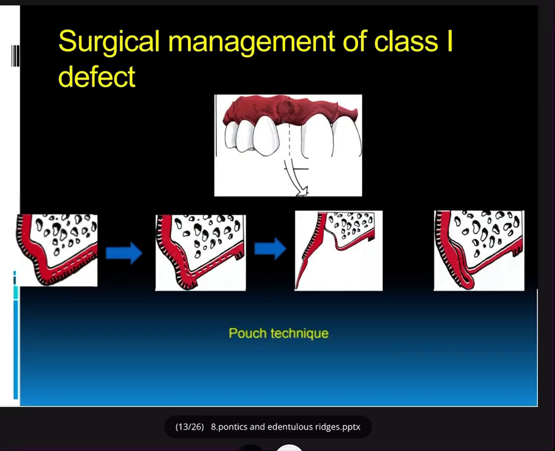Now, normally, in class 1 there is less surgical management, because we will do this class 1 with modification of the pontic. But for class 2 and class 3, because it is less in height, we have to do some surgical management. We can make it a roll technique, or we can make it a pouch technique like this. Because we want only the width of the residual ridge, we will just give an incision here. You see the incision here, and this tissue we will thin out and roll back into the pouch and stitch there.